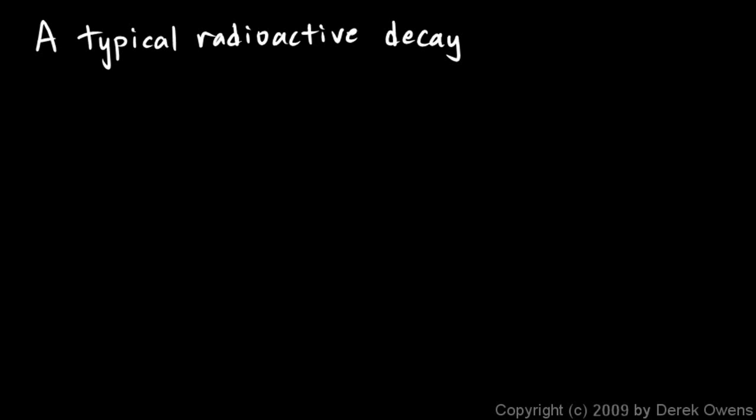Now we'll take a look at the process of a typical radioactive decay. Imagine a neutron all by itself. It turns out that a neutron by itself is unstable. It's radioactive. It will decay and it will become a proton and an electron.